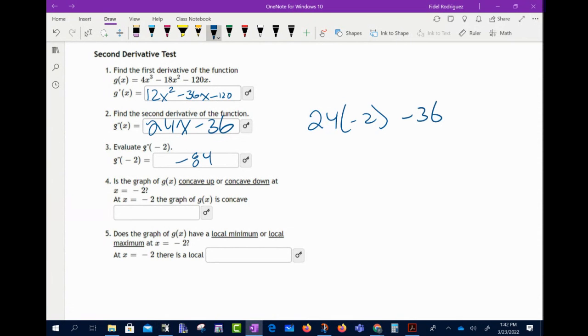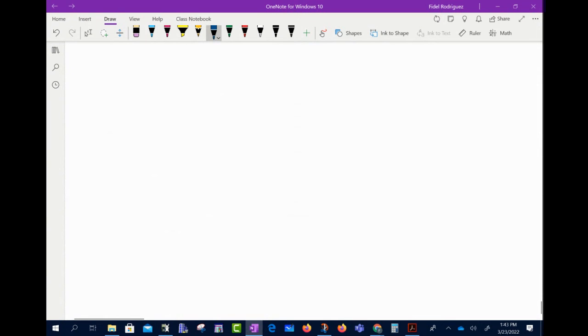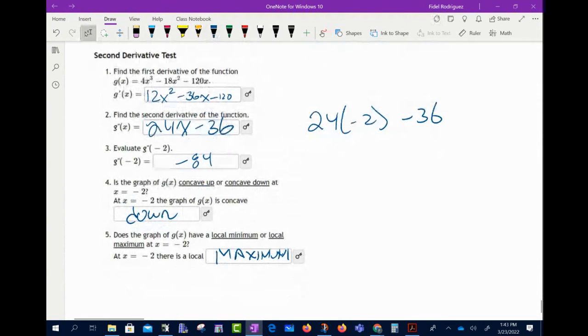Okay, if my second derivative is negative, is it concave up or is it concave down? Down, very good. Okay, if the second derivative is negative, do you remember, do we have a maximum or minimum? Maximum. Are we done now? Parece que sí. There we go.